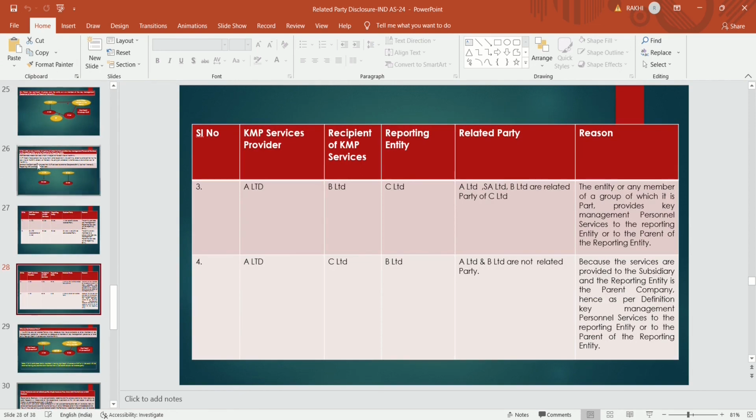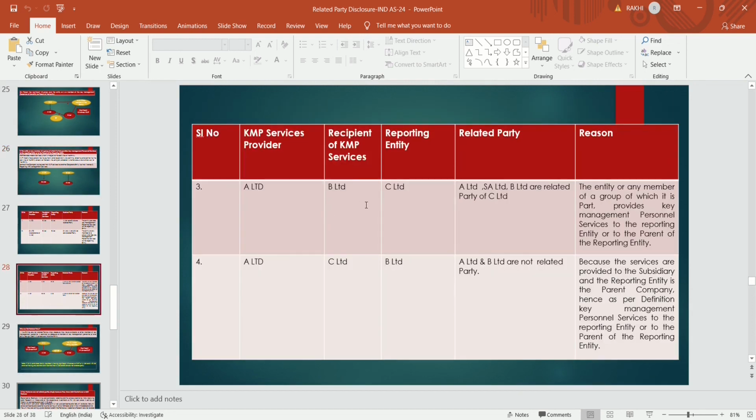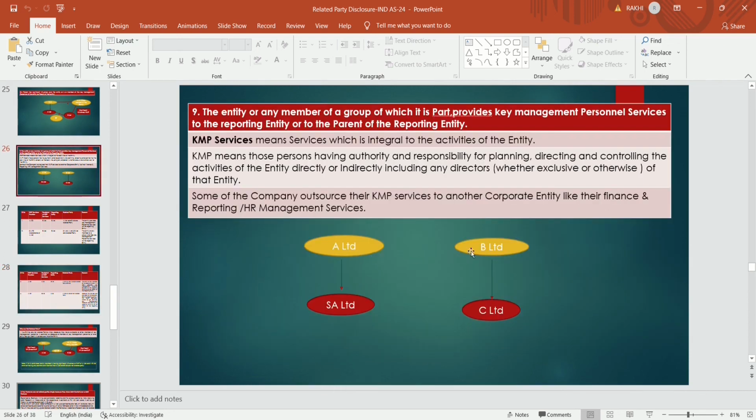Now comes another example. Suppose A Limited is giving services to B Limited, where C Limited is the reporting entity. Whether they are related party, here what they say, A Limited is giving services to B Limited, providing KMP services, and C Limited is the subsidiary of B Limited, and the reporting entity is C Limited.